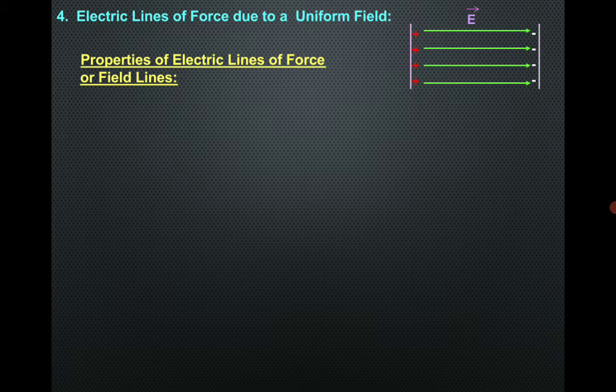Let's understand the properties of electric lines of force or field lines. Number one, electric lines of force are imaginary lines. They are always imaginary lines. They are drawn actually by tracing the movement of a test charge which is placed around a source charge.